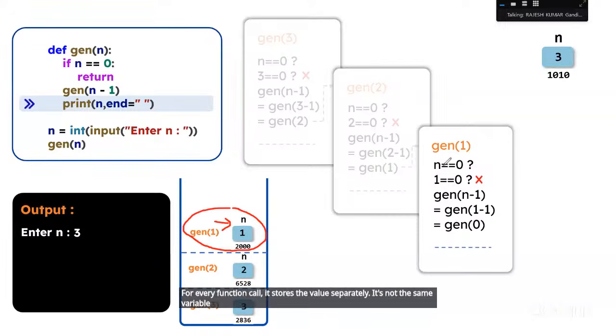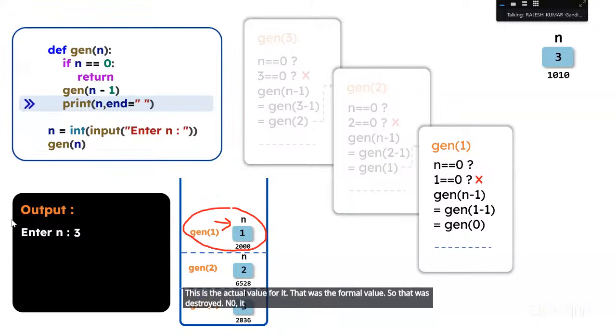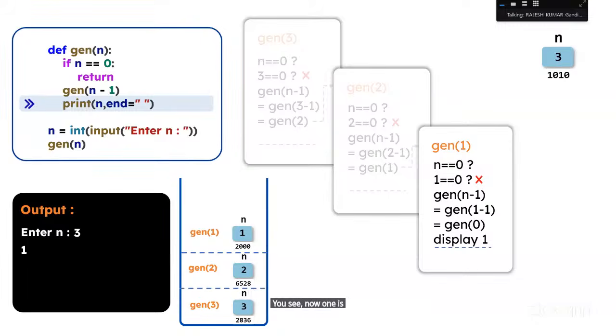So in that iteration, n became 0. I hope you remember actual arguments and formal arguments. This is the actual value for it, and that was the formal value. So that was destroyed. That n of 0 is not even existing. Now see, if I display n, what is the value of n present here in gen of 1? That is 1. So 1 will be displayed. You see, now 1 is displayed. This is how 3, 2, 1 happens: we are executing from the backwards.